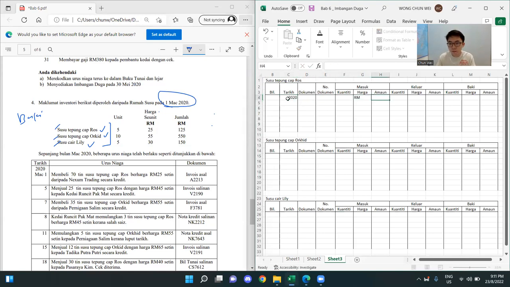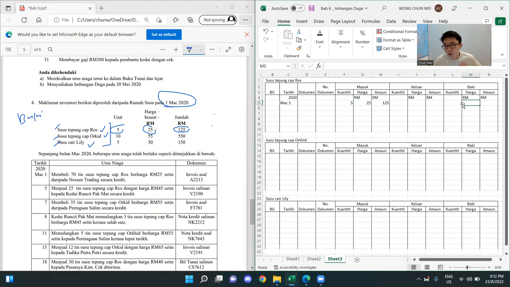RM. Okay, so on March 1, you got 5 unit. So this one is what apa yang kita ada, our baki. So the quantity ada 5 unit, so we put 5. Berapa harga? RM25 a unit. So you put 25. When you use 5 times 25, you get 125. So here you put 125. So this is the amount. The amount maksudnya your quantity times your harga.